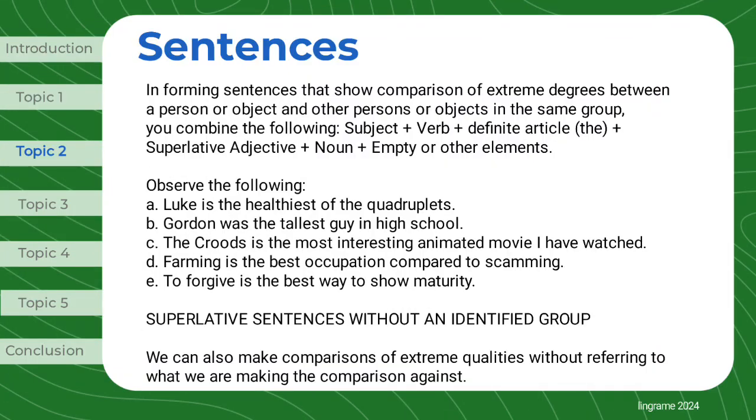Structure of superlative sentences: in forming sentences that show comparison of extreme degrees between a person or object and other persons or objects in the same group, you combine the following: subject plus verb plus definite article, the, plus superlative adjective plus noun plus any other elements.